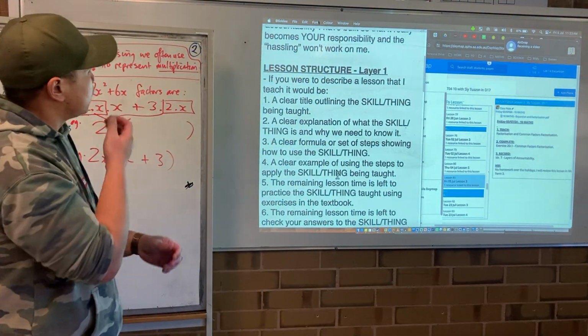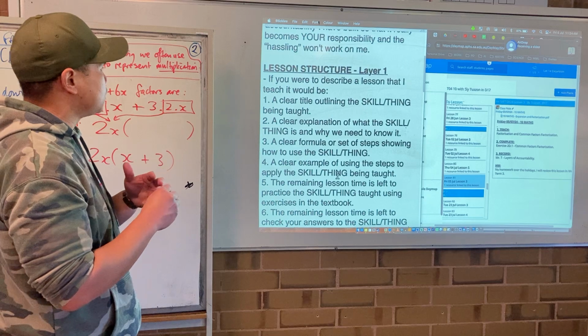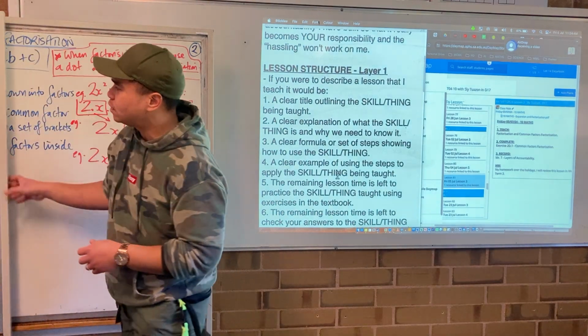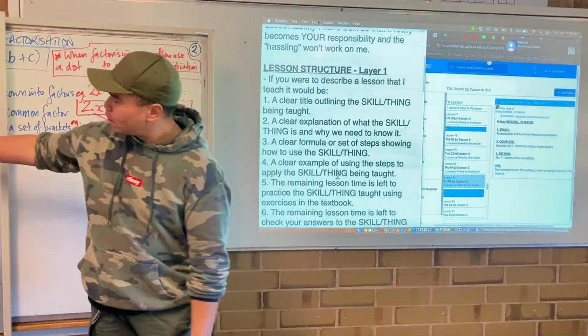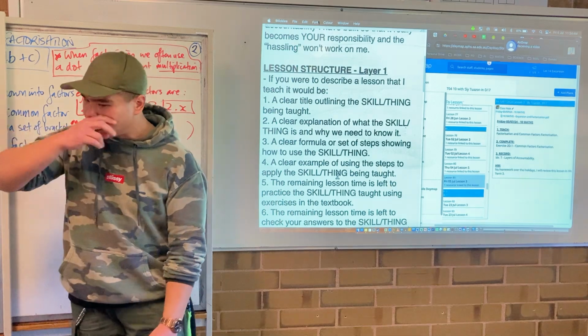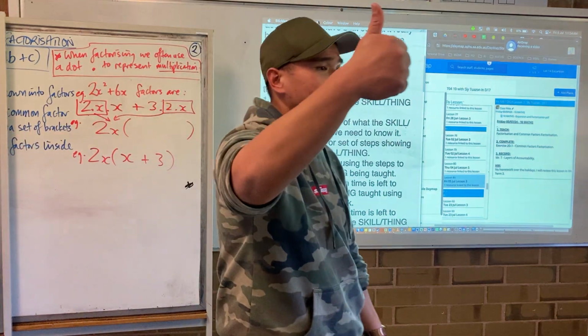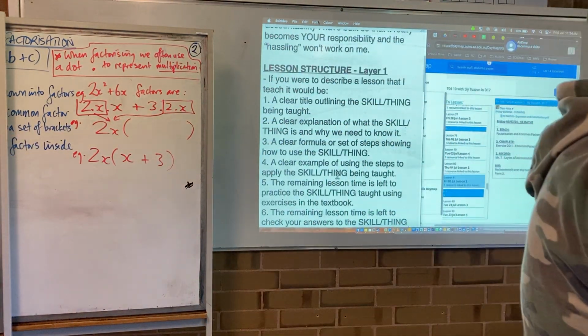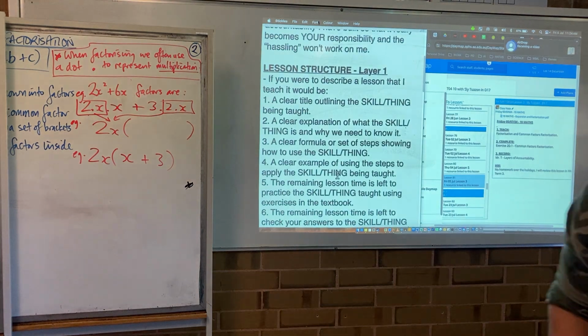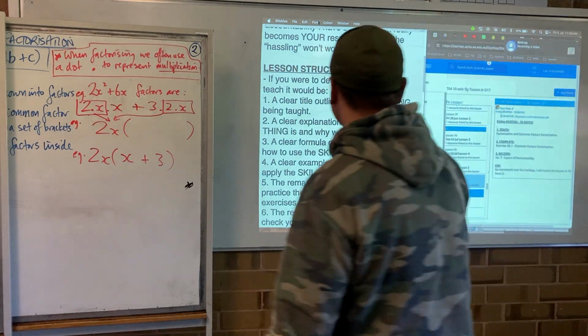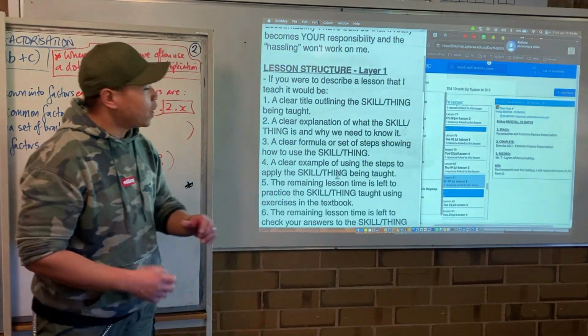Two, a clear explanation of what the skill thing is and why we need to know it. You need to know it because you're in year 10 and you need to be able to select. Some of you are going to choose methods, some of you are going to choose general, some of you are going to choose essential. I don't know that. So if I just skip it, people aren't going to be able to choose methods. That's why it's being done, why you need to know.